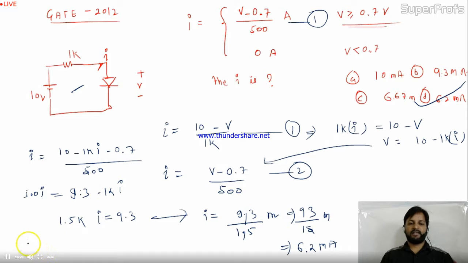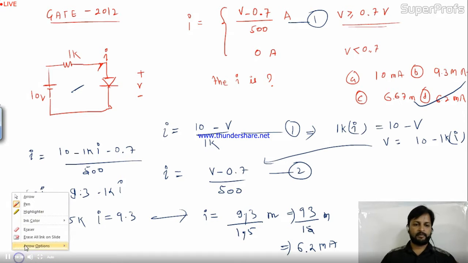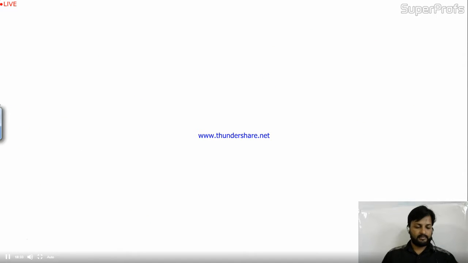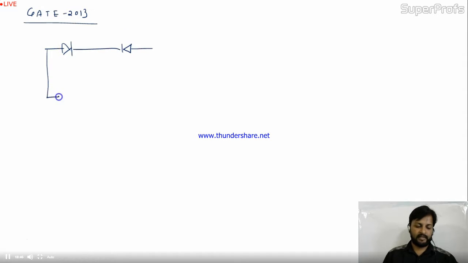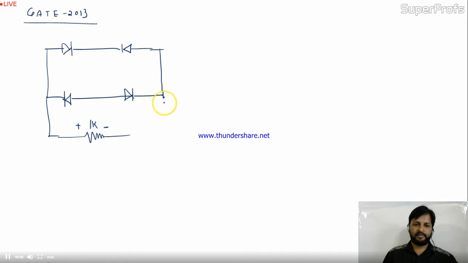Now let me take another problem. This is the GATE problem of 2013. The problem reads as: you have a circuit, looking very tedious, but it is not in actual. Four diodes are connected in this way. Over here, 1K with some plus minus drop is given, and it looks like this.